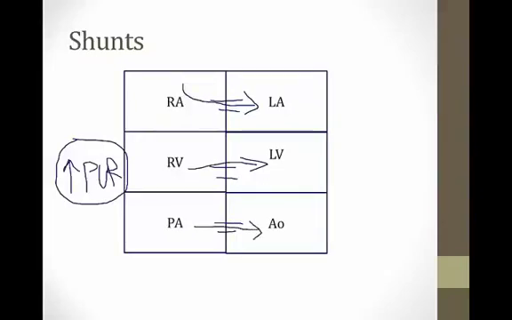When the shunt reverses, that's called Eisenmenger syndrome, and in that situation, blood will begin to bypass the lungs and the child will develop cyanosis. This takes many years to occur, and that's why children born with these shunts, if they're left untreated, develop cyanosis, but not until an older age.